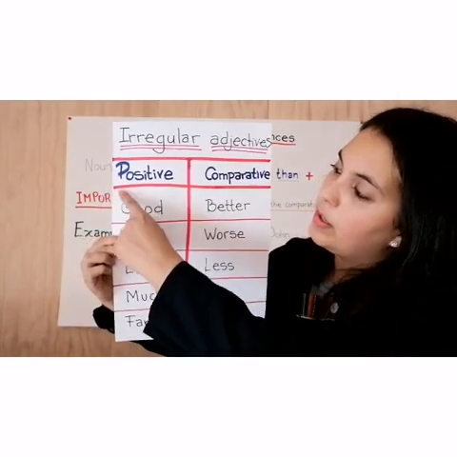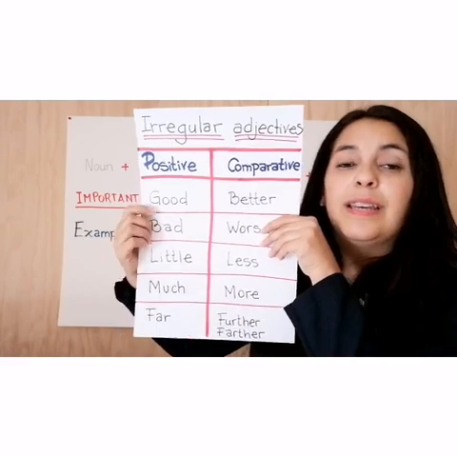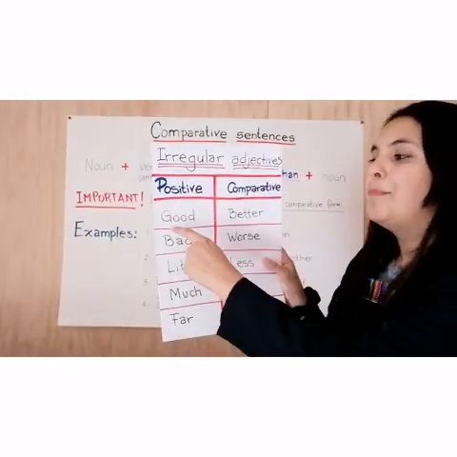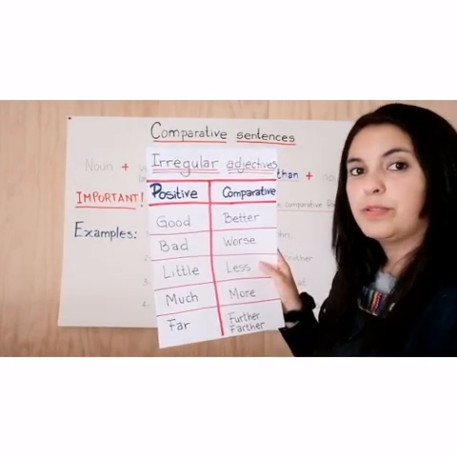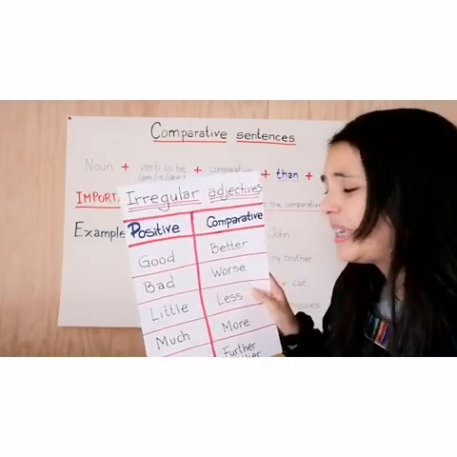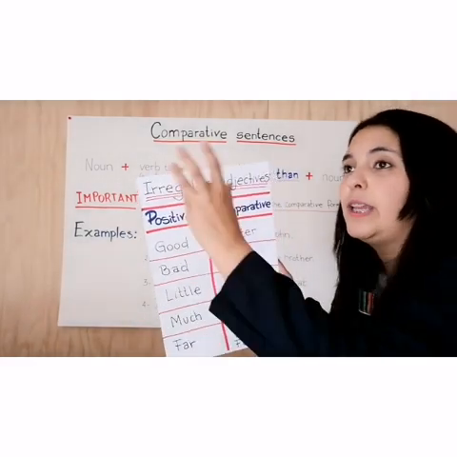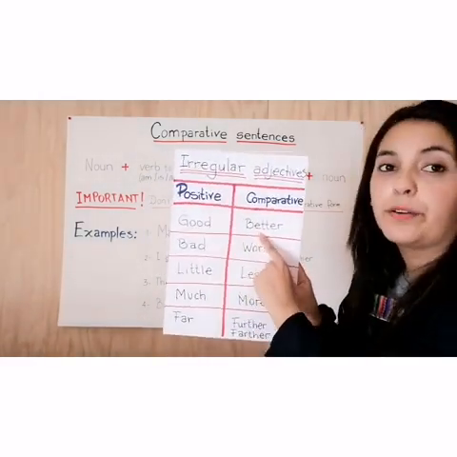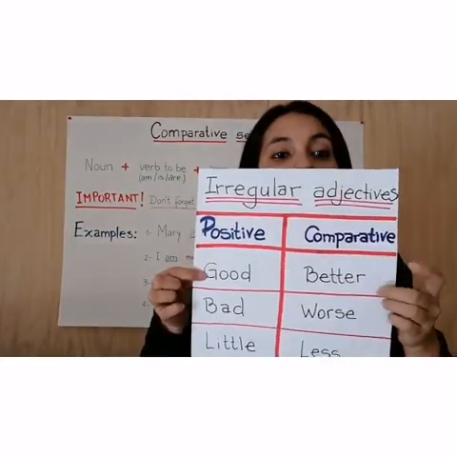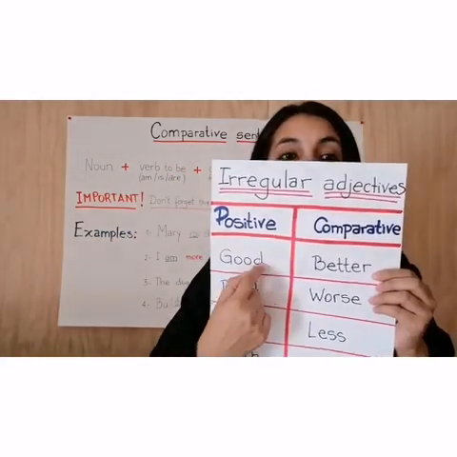For example, the positive form is good. Good has one syllable, but you cannot follow the rules because it is irregular. So it's not gooder. Please, never. It changes to better. The comparative form of good is better. It's a different word. Good, better.